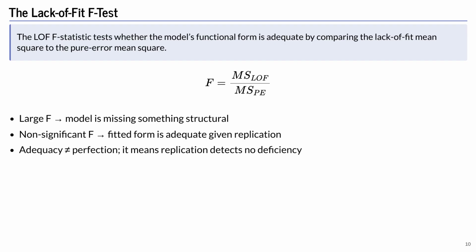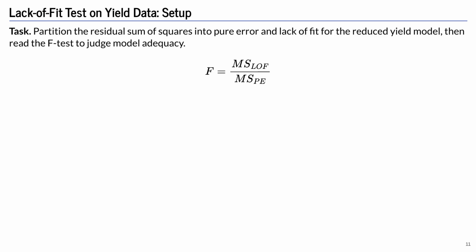One important nuance: a non-significant lack of fit test does not mean the model is perfect. It means replication cannot detect a problem. If your replicates are very noisy, the test has low power. Adequacy, in this context, means the fitted form is consistent with the data, not that it captures every nuance of the true response surface. We now apply the lack of fit partition to the reduced yield model.